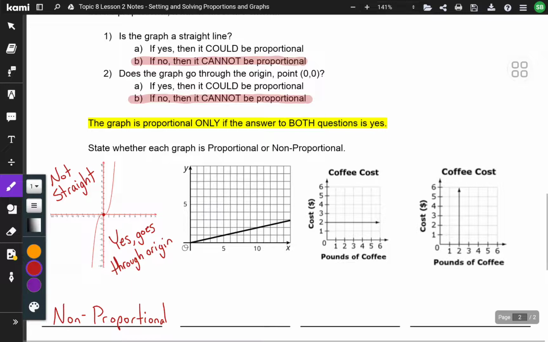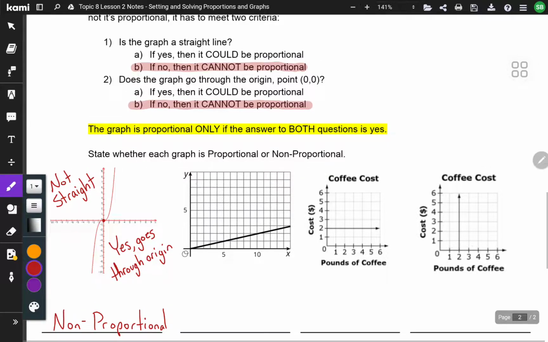So on the second one here, I ask, is it straight? It is. It is a straight line. So I can say it is straight. And then I ask myself, does it go through the origin? That point 0, 0 on this graph happens to be right here, down in the bottom left corner of it, and it looks like it goes right through that. So yes, it goes through the origin. I said yes to both questions, so we know this is a proportional relationship. Goes through the origin. So this is proportional.